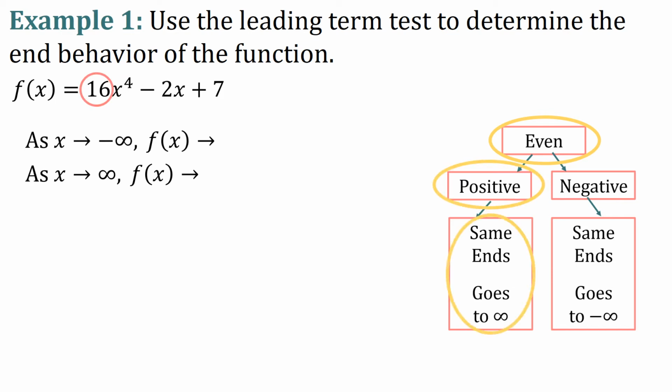It's positive. So we know that we're going to have the same ends and they're both going to go to infinity. So as x approaches negative infinity, f of x approaches infinity. And as x approaches infinity, f of x approaches infinity as well. So on the negative side and on the positive side, on the left side and the right side, both ends are going up.